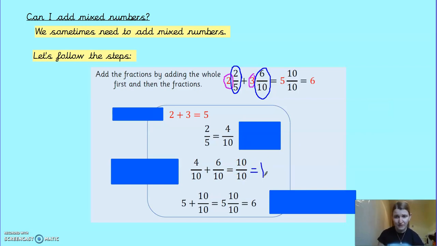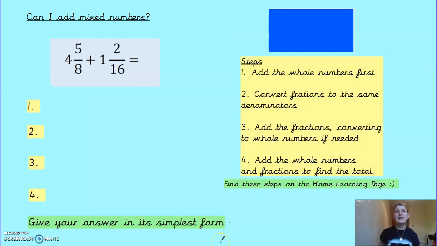Okay, let's have a look then with another example. That was quite a quick way of going through it. Let's have a look and let's see if you can do this with me. 4 5/8 add 1 2/16. Step 1, we're going to add the whole numbers first. Can you see which ones are the whole numbers? It's 4, add 1.